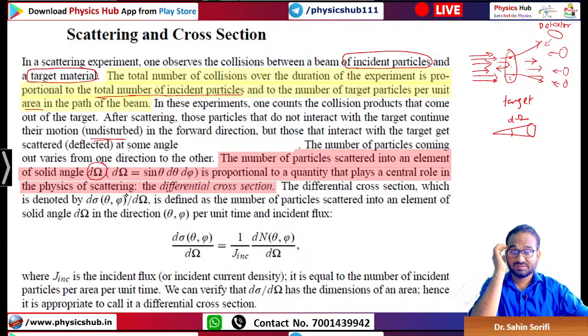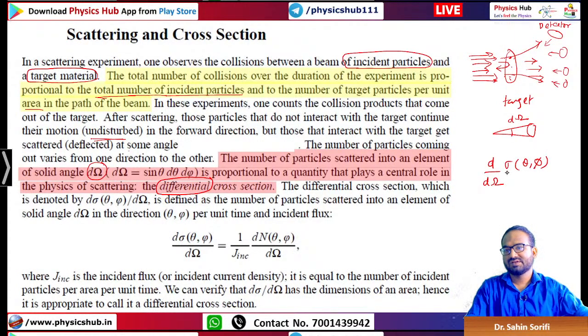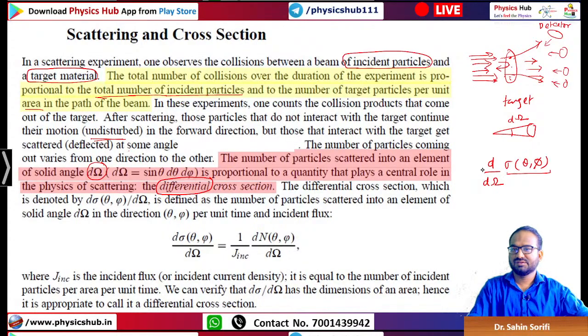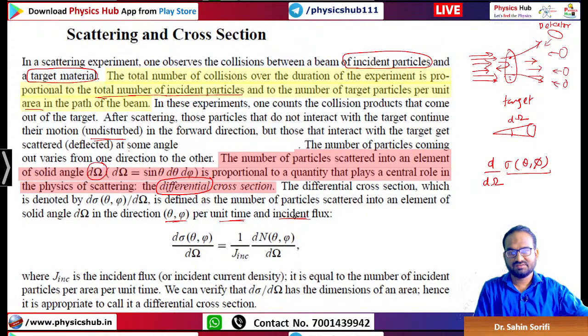Now, differential cross section, as you can see from the name, differential. So here it is d sigma by d omega, sigma of theta phi. This is called the differential cross section because it is involving the differential. The differential cross section, denoted by this, is defined as the number of particles scattered into an element of solid angle d omega in the direction of theta phi per unit time per unit incident flux.